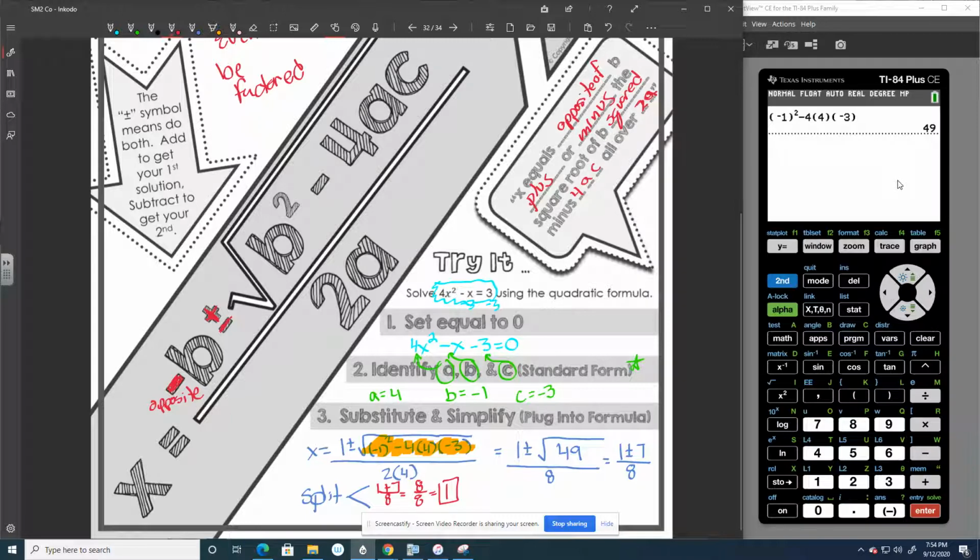My other one, instead of a plus, I have to use a minus. 1 minus 7 divided by 8 equals negative 6 divided by 8, which simplifies to be negative, what, 3/4? So that would be my other solution. So my 2 solutions are going to be 1 comma negative 3/4. Those would be your answers. So what that means is when you plug those into this equation, you get 0. So remember, we call those zeros sometimes. We call them roots.